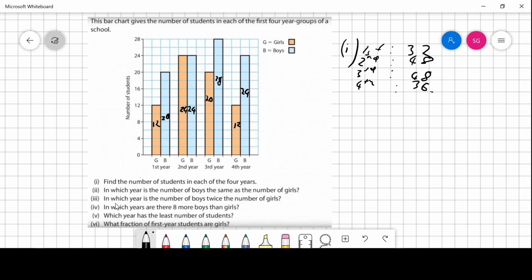In what year is the number of boys the same as the number of girls? So in what year are these two bars the same? Well, you can immediately see that it's second year. Question 3. In which year is the number of boys twice the number of girls? So where is the bar twice as high for the boys than for the girls? Well, you can see that's fourth year.